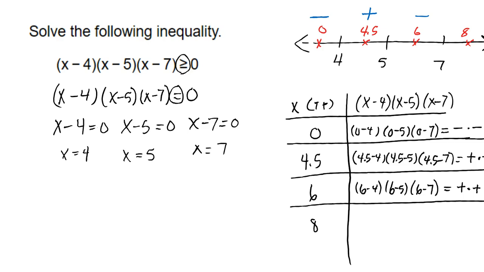For our last test point, we would have 8 minus 4 times 8 minus 5 times 8 minus 7. 8 minus 4 is a positive. 8 minus 5 is a positive. And 8 minus 7 is a positive. Positive times a positive times a positive is a positive. So our last interval will be a positive.